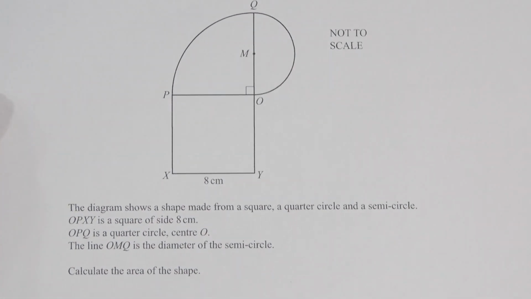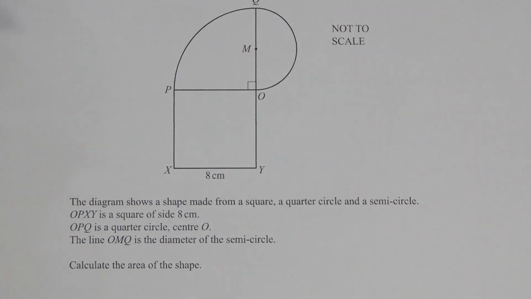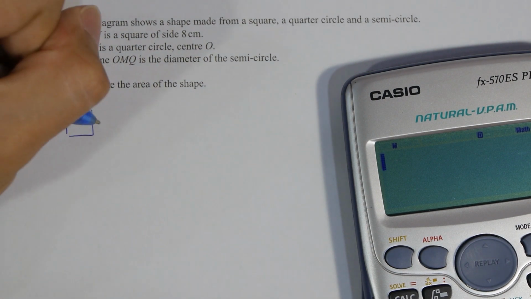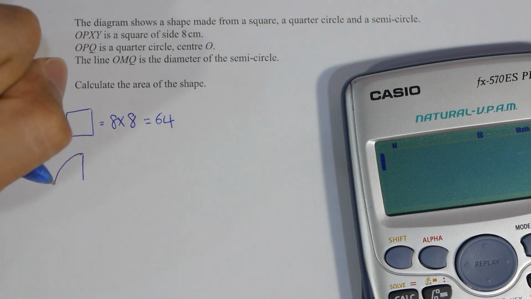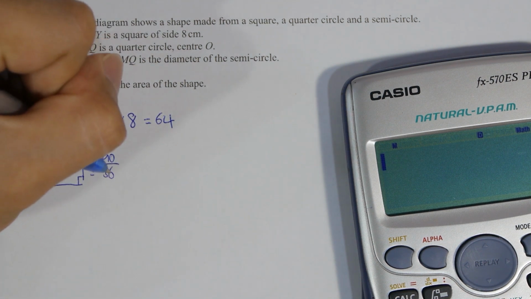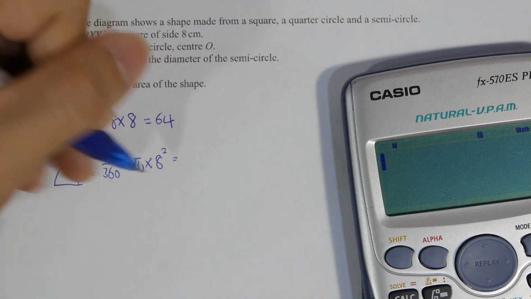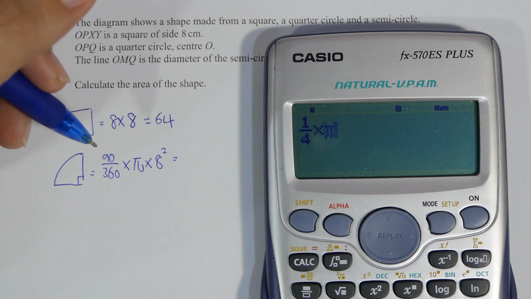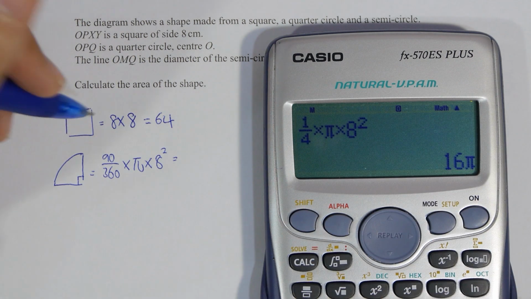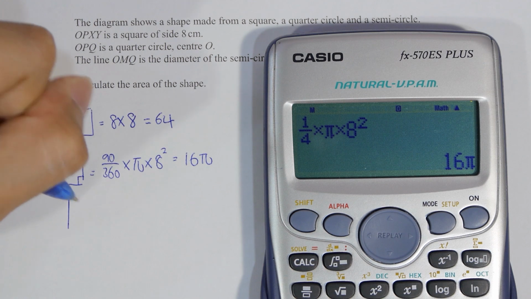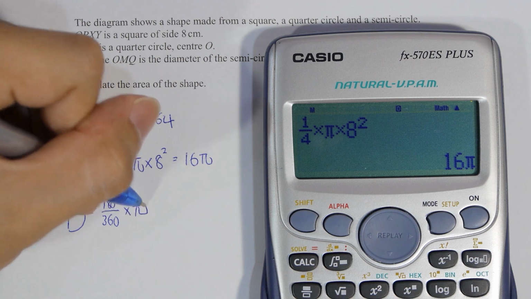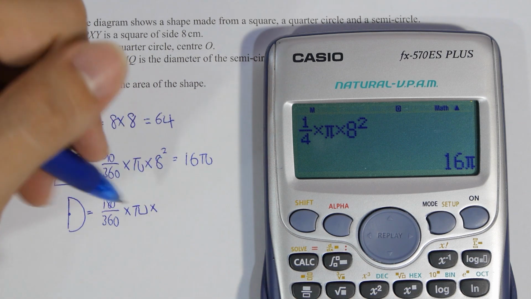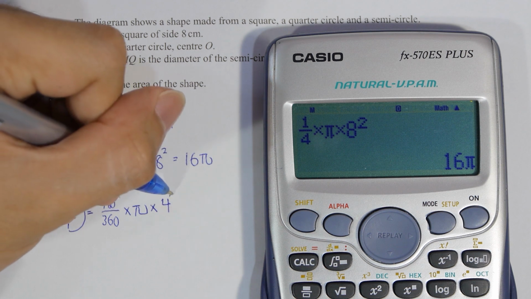So for part B, I actually break it down into 3 parts for the calculation. The first one is the square at the bottom, 8 times 8 equals 64. For the quarter of a circle, I took 90 over 360 times pi times 8 squared, then I will get 16 pi. And for the semicircle, 180 over 360 times pi times 4 squared, then I will get 8 pi. So add them all up and your area will actually be 139.4 cm squared.